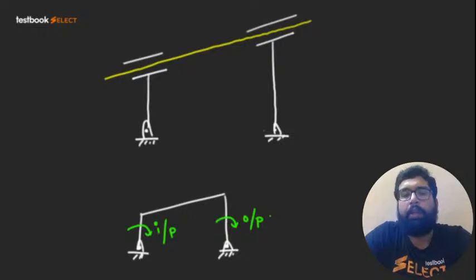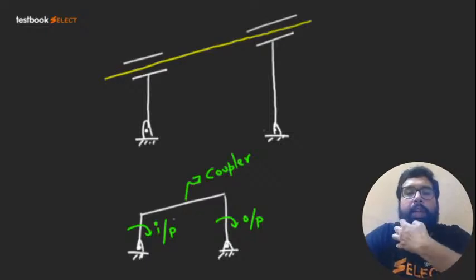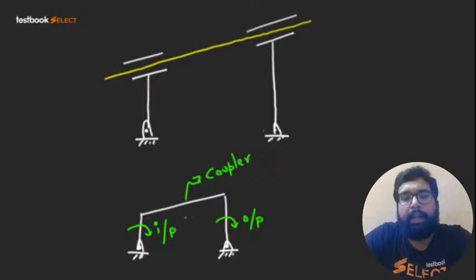Isme koi problem nahi hai. Now, if I say from conversion of input to output, this coupler is playing a very important role. So when input is there on this link, it is getting transmitted through the coupler to the output. So the motion of the coupler is very much important, or we can say very much necessary for conversion of input to output.